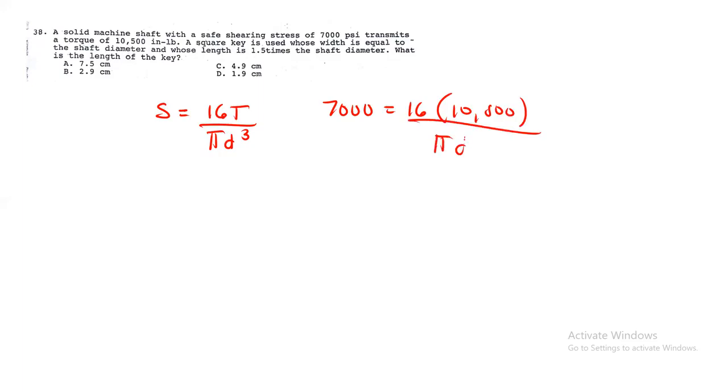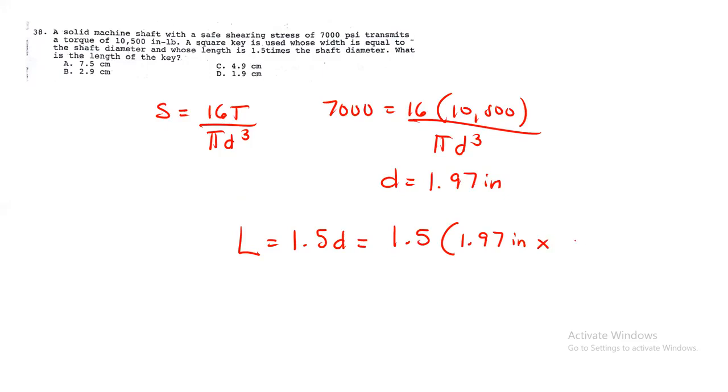So ganun ulit, stress is equals to 16T over pi d cube. So kukunin natin dito yung diameter. So 7,000 is equals to 16 times 10,500 divided by pi d cube. So makukuha natin dito yung diameter na 1.97 inches. So since length daw is equals to 1.5 times diameter, so substitute lang. So 1.5 times 1.97 inches.